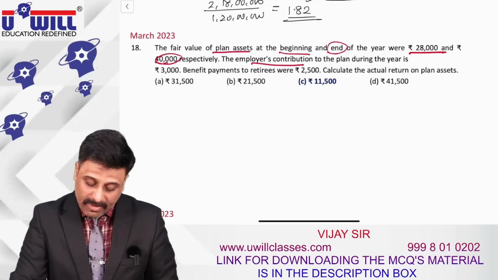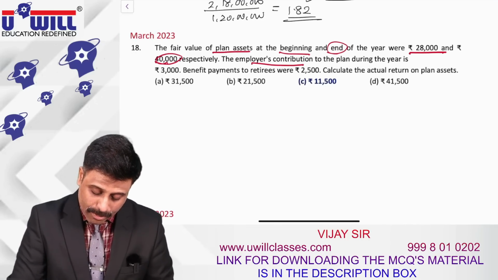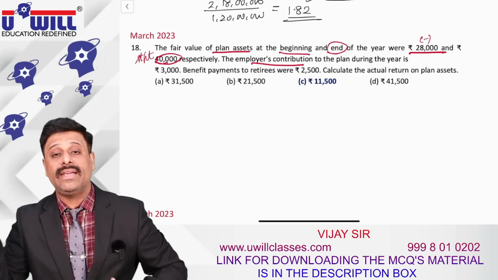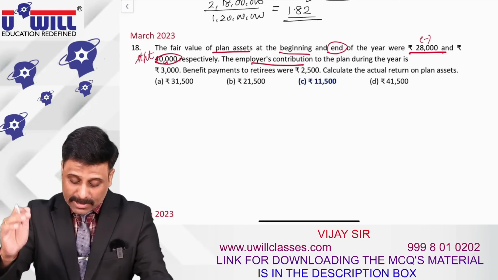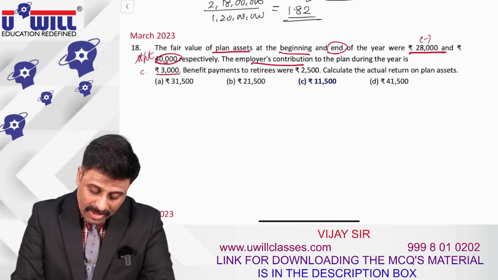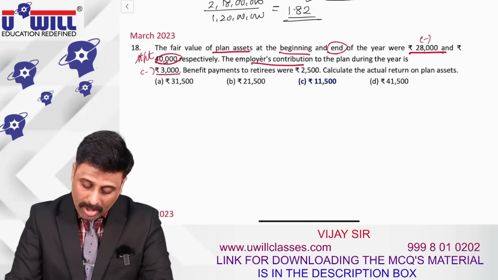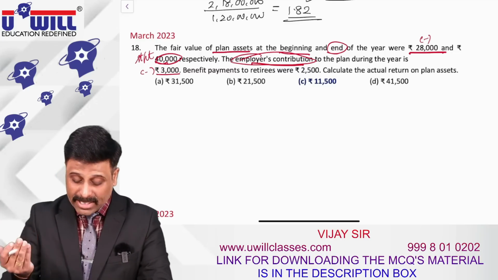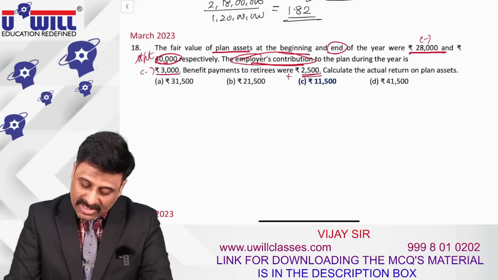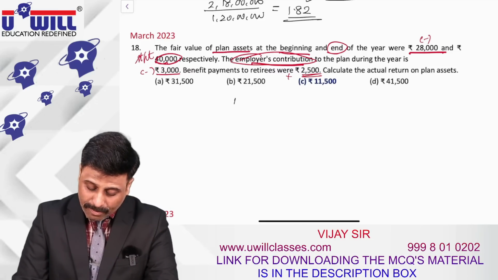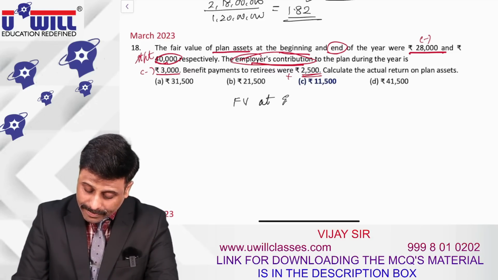Now what we will do is, very first we will take closing as our starting point. Opening we will minus. So closing minus opening, we get the appreciation in the value of our investments, the plan assets. Now employer's contribution means we have further invested 3,000 rupees, so that also we will minus. Whatever is the employer's contribution, we always minus. Benefit payments to the retirees is what we have received as return on investments, so we will plus this 2,500. So remember the formula: fair value of plan assets at the end minus fair value of plan assets at the beginning.